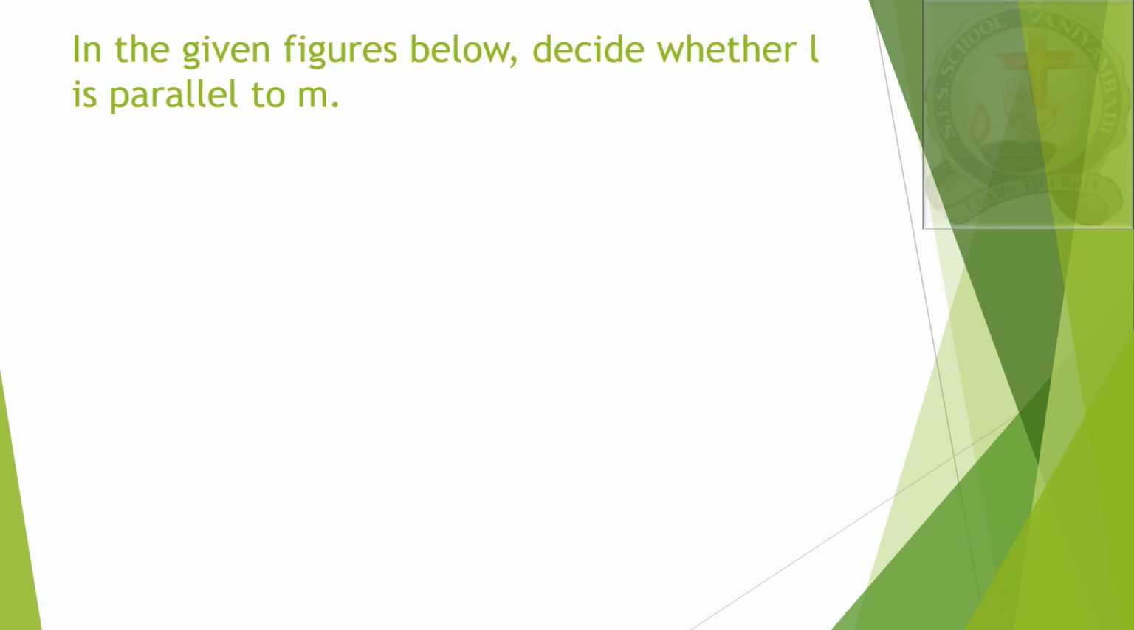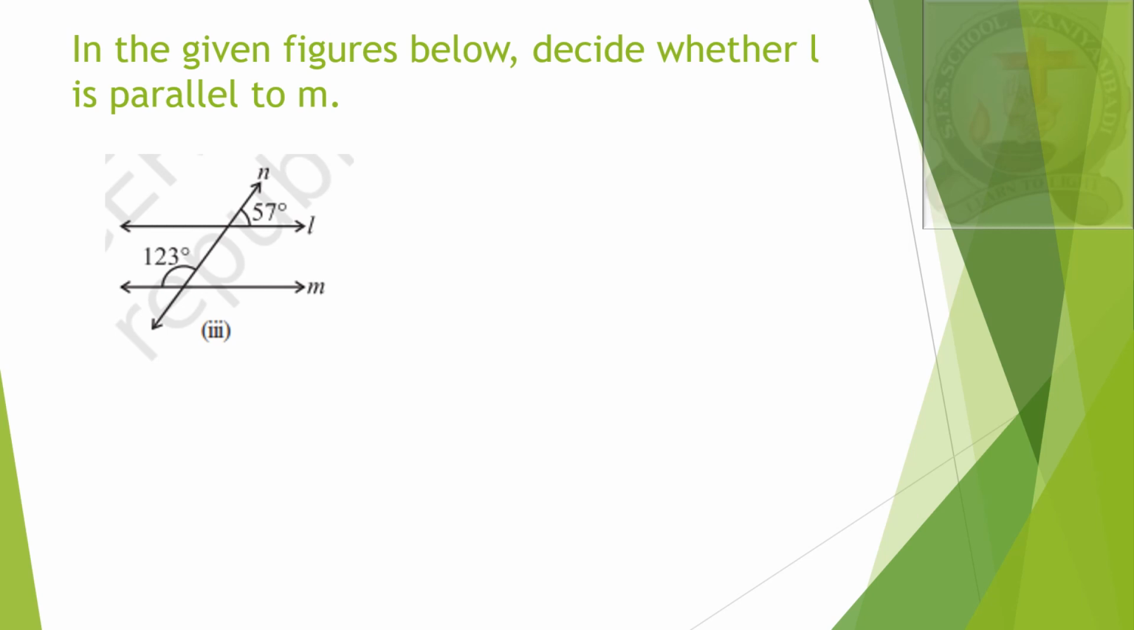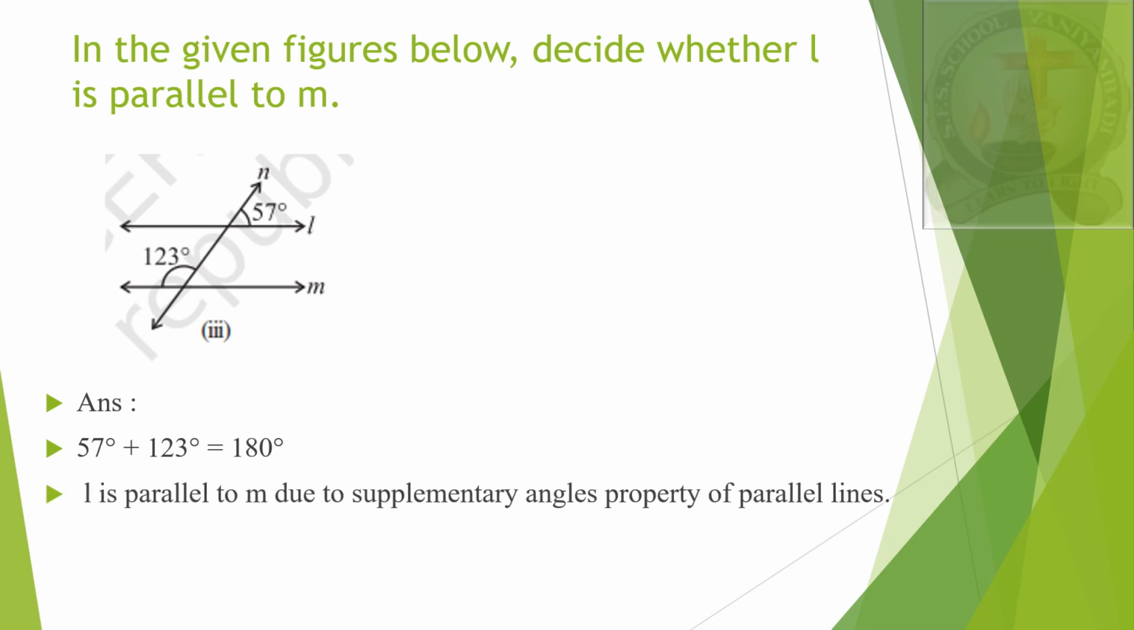In the given figures below, decide whether L is parallel to M. In this figure, you can see they are opposite to each other, and one is interior and one is exterior. 57 degrees plus 120 degrees is equal to 180 degrees. So it is equal to 180 degrees, and therefore L is parallel to M due to the supplementary angles property of parallel lines.